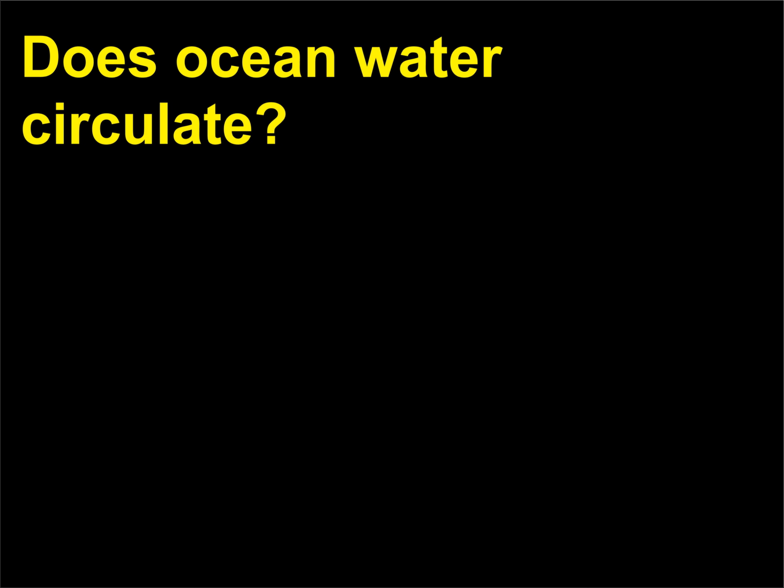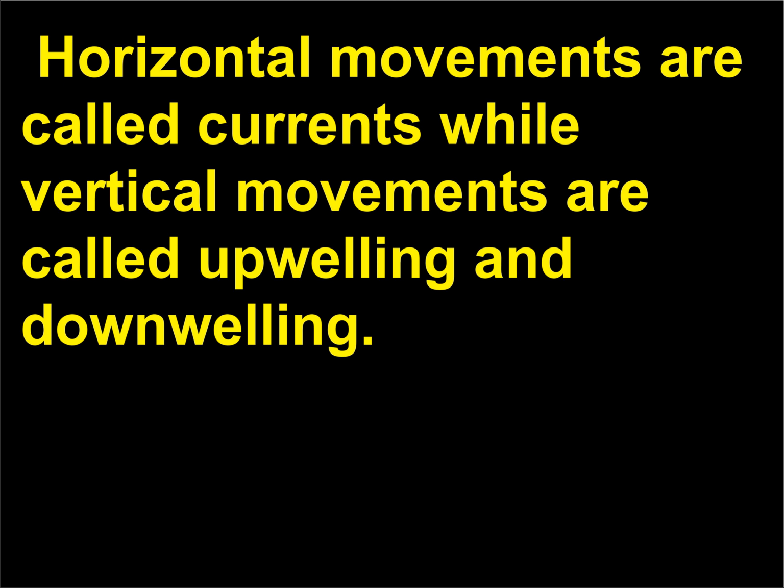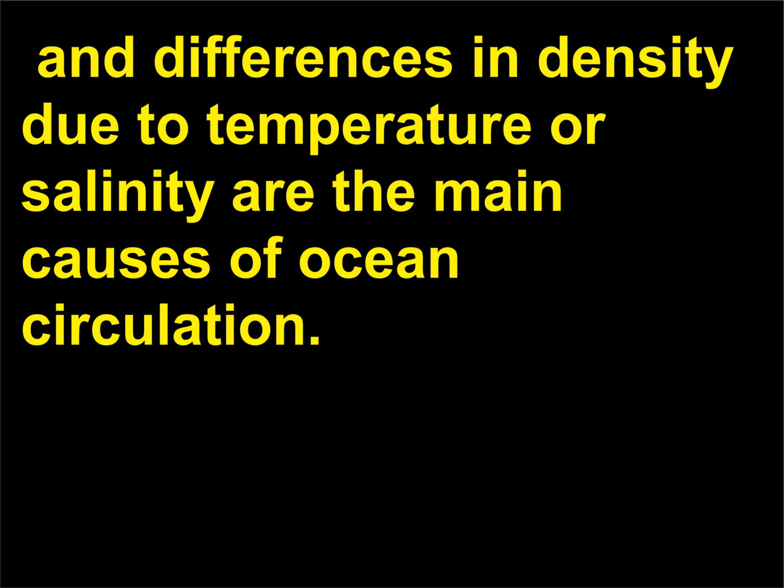Does ocean water circulate? Ocean water is in a constant state of movement. Horizontal movements are called currents, while vertical movements are called upwelling and downwelling. Wind, tidal motion, and differences in density due to temperature or salinity are the main causes of ocean circulation.